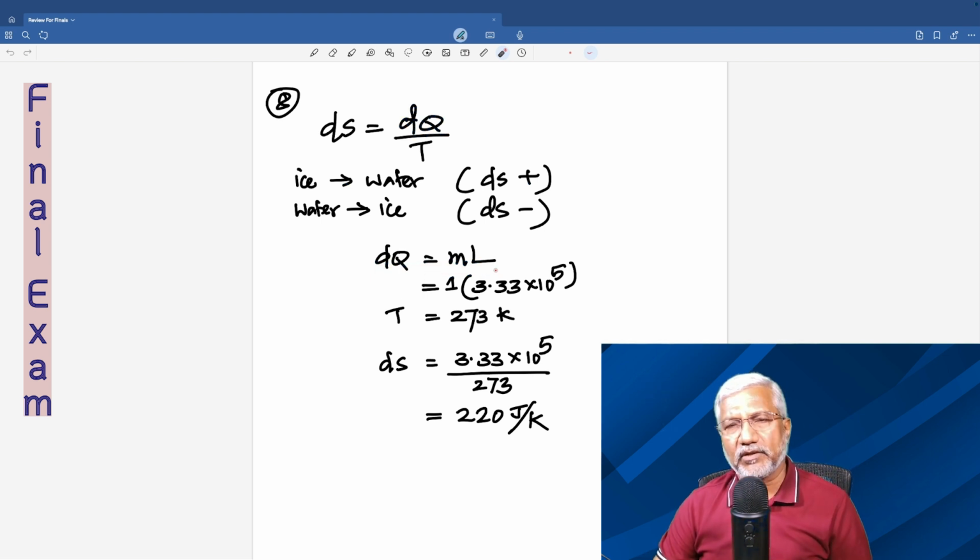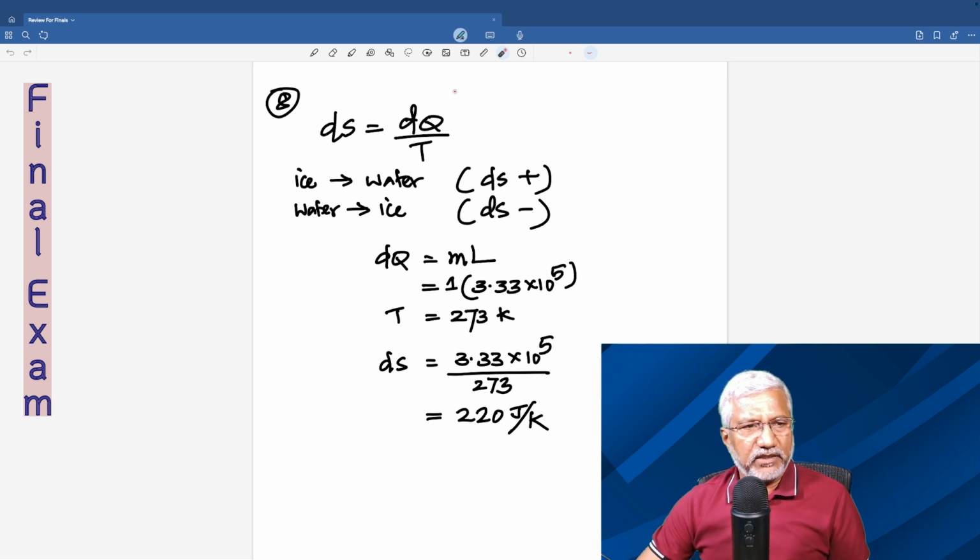So first calculate that. For example, if the mass of ice being changed into water is 1 kilogram, and this is the latent heat of ice, just multiply those two, you get dQ. Then you know that the melting point of ice, same thing as the freezing point of water, is 0 degrees Celsius, which is 273 Kelvin, right? You have to always have it in Kelvin.